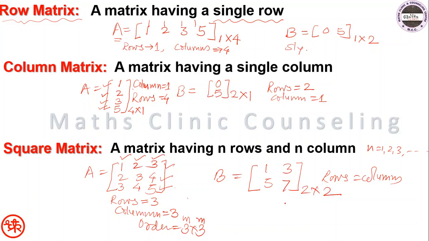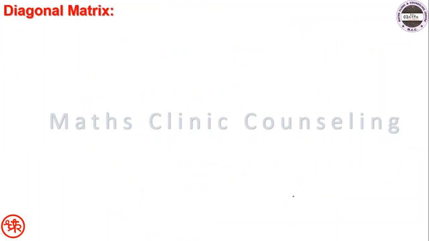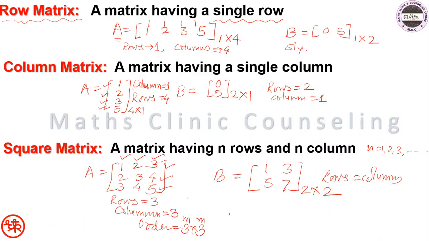Now let us move to diagonal matrix. What is a diagonal matrix? A diagonal matrix is only defined for a square matrix. Is that clear? So a square matrix whose all elements are 0 except those in the leading diagonal. Okay, now before that, what are the leading diagonal elements?